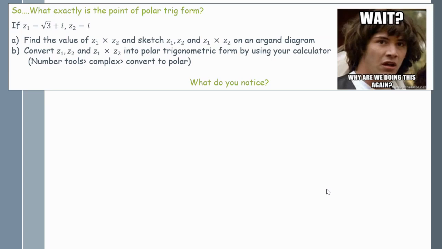So what I want you to do is, if we have z1 equals √3 plus i and z2 equals i, I want you to find the value of z1 times z2 and sketch z1, z2, and z1 times z2 on an Argand diagram, and do all of this in Cartesian form. If we times these together, it's actually quite nice. We'll get √3 plus i times z2, which is i. So we'll get √3i plus i squared, and we know i squared by now is -1. So then we get √3i minus 1, or if we write it nicely, -1 plus √3i.